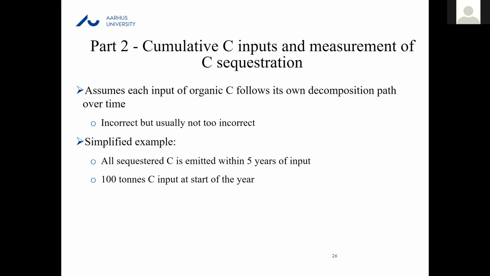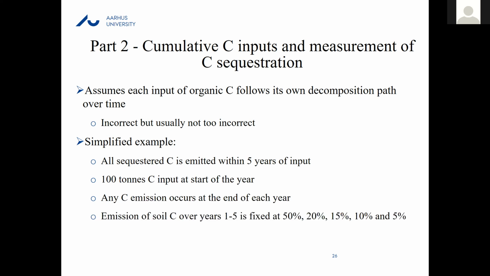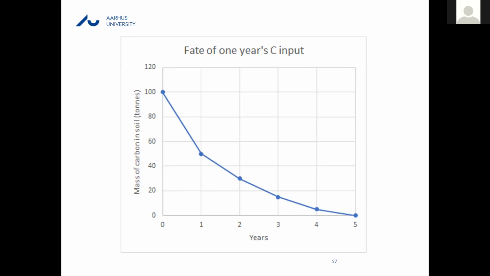We input 100 tons at the start of each year. Any carbon emissions occur at the end of each year. And the emission of soil carbon from each input over years 1 to 5 is fixed at 50%, 20%, 15%, 10%, and 5% in that 5th year. What that looks like if we plot it is this decay curve.